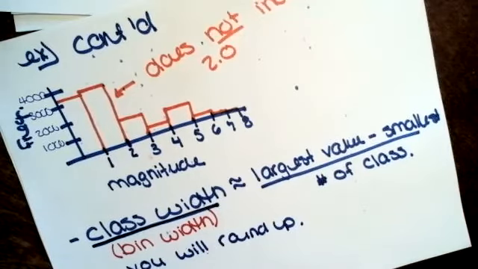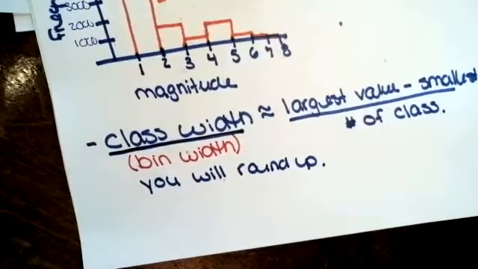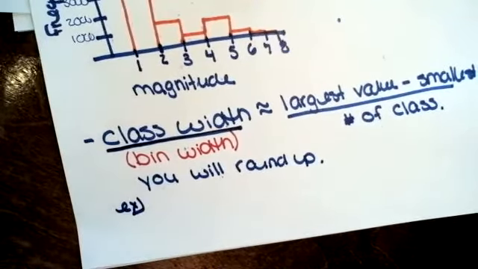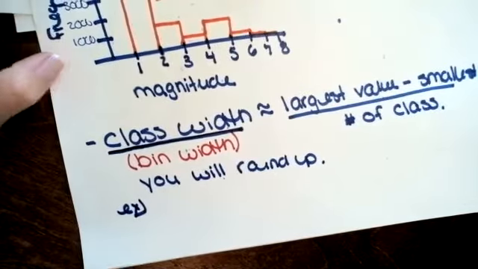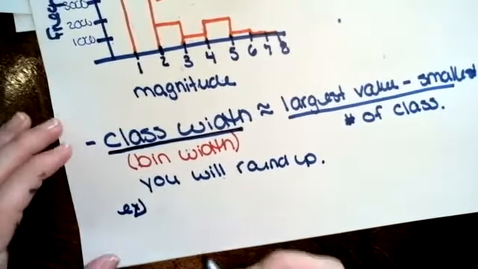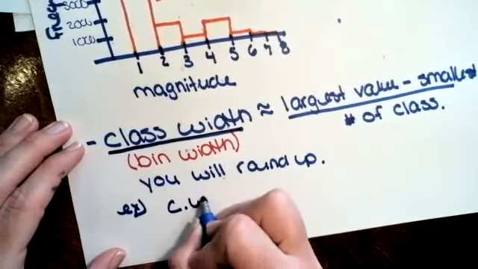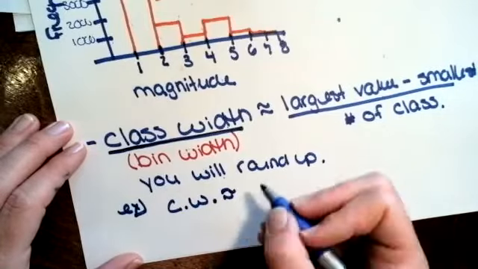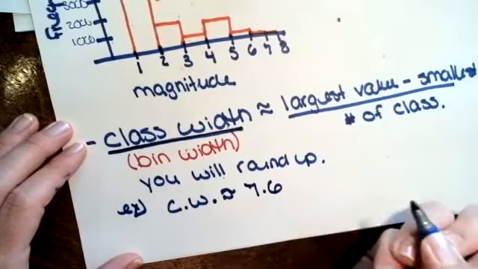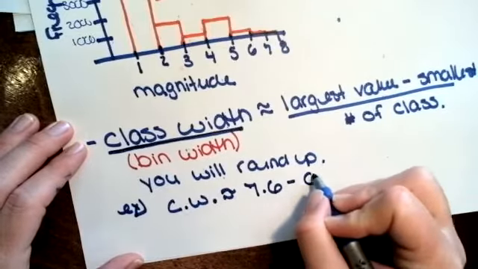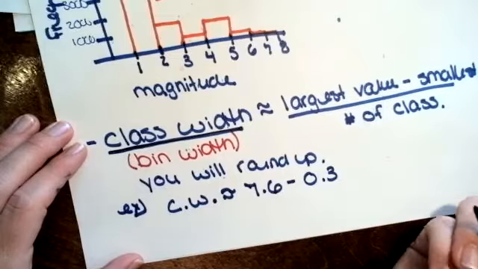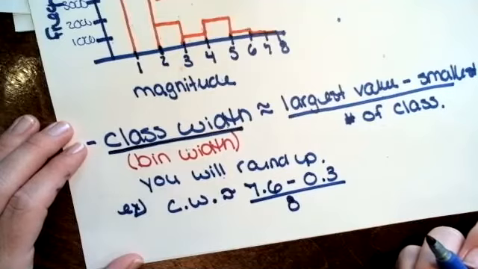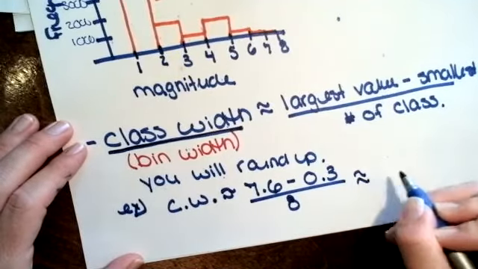Okay, so let's just do a quick little example with this. If you wanted to know the class width for this example here, you don't have the raw data, but I'm going to tell you what it is. So I'm just going to abbreviate my class width. Let's just say that the largest value in my data was 7.6 and the smallest was 0.3. And I know I want to have 8 bins or 8 classes, so I'm going to divide by 8.